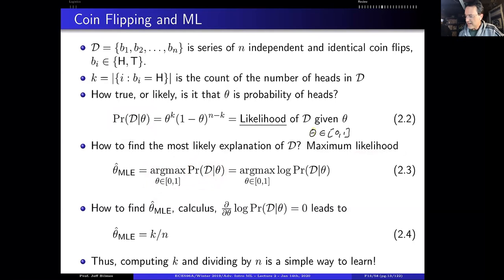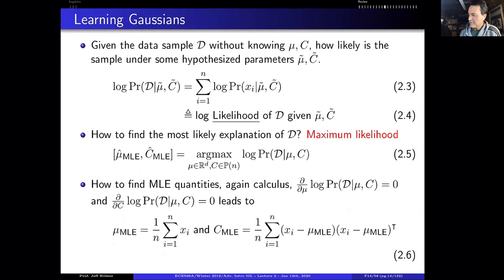And how do we find the MLE? MLE is maximum likelihood estimation. How do we find the MLE? We do calculus, take the derivative, set it equal to 0, and after a little bit of algebra, we get the estimate, which is just the relative frequency, which is very satisfying, I think. And then we can do the same thing.